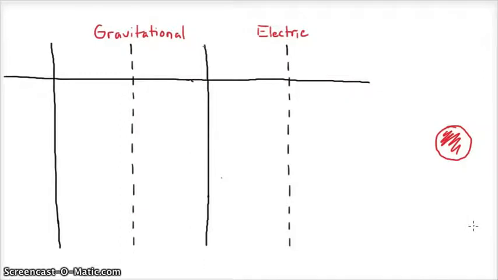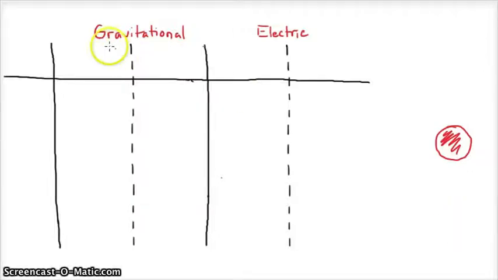So I like to think about fields as the possibility for there to be a force once an object enters that field. So I'm going to say that again because this conceptual definition is super important. A field is the possibility for there to be a force on an object when that object enters the field.